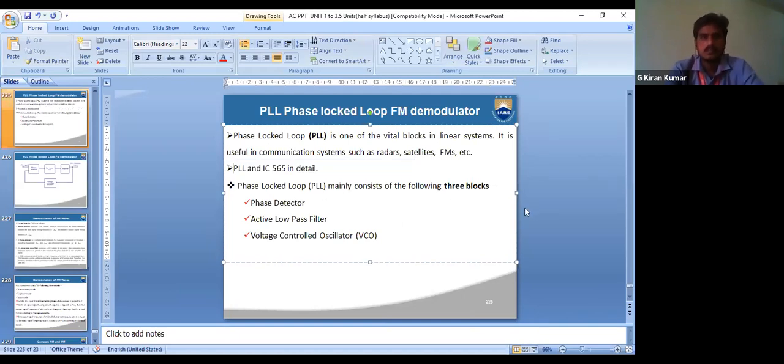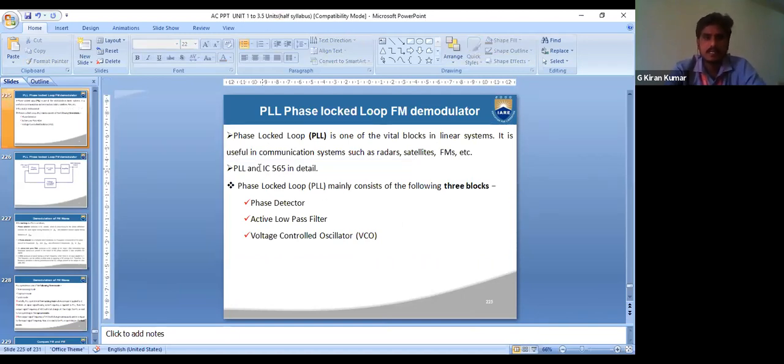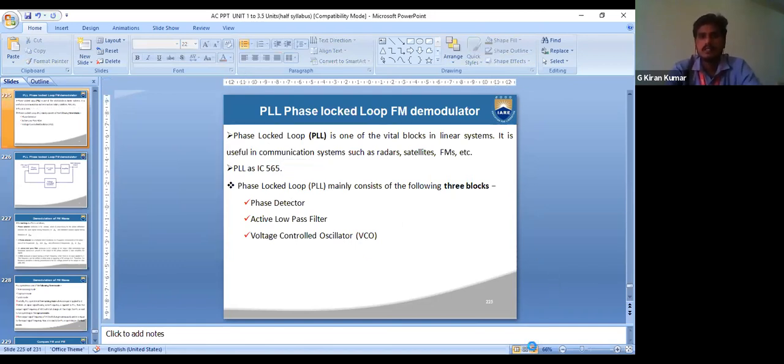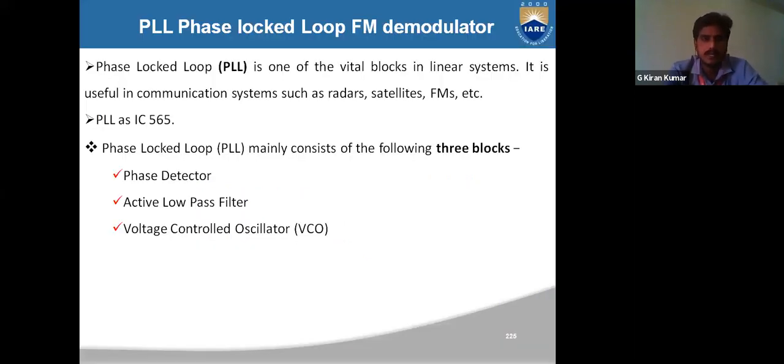Right. So PLL as IC 565, in detail. You can use IC 565 as a PLL, and it is used to perform the operation of a phase lock loop. Basically, what it contains: in the PLL, that is nothing but the phase lock loop, we have three different blocks.